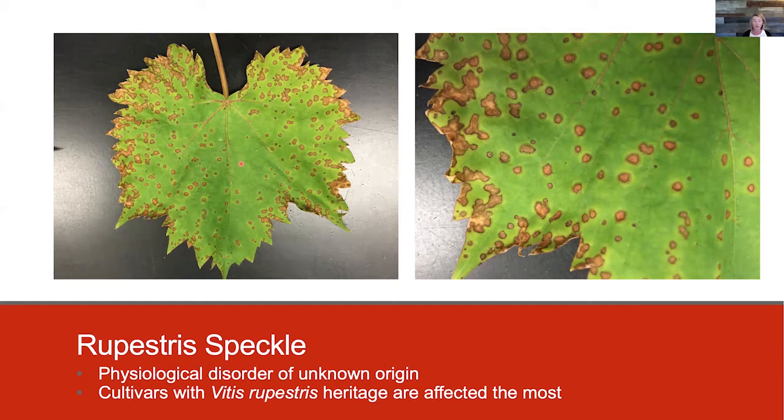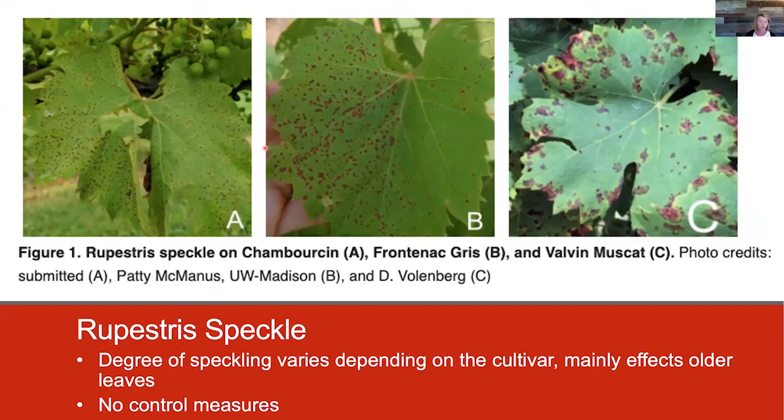All cultivars can get this rupestris speckle, but ones with the Vitis rupestris heritage or background in them, such as Chambourcin, tend to be more affected than other cultivars. And so you can see by first glance that this might look like several diseases that we know of that are caused by fungi. If we take a look at the pattern again, I said often it's uniform. So here, this is a picture on Chambourcin, and you can see that the speckles are smaller and spread evenly across the leaf.